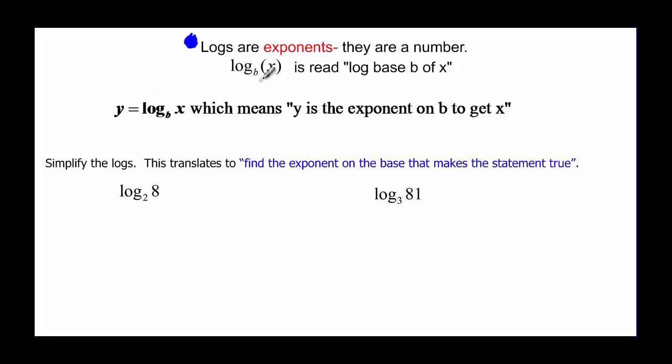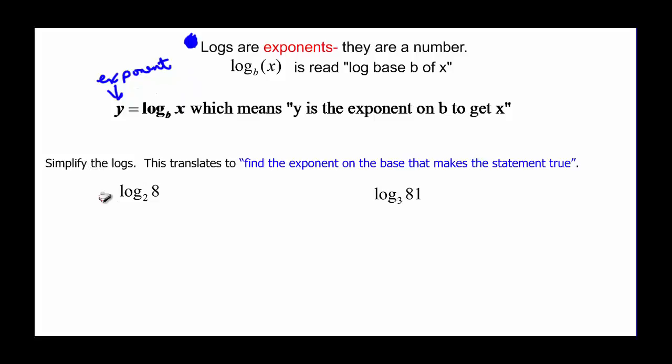Now when you see a log that looks like this here, it's read log base b of x. The base is going to be some little subscript number down here, and then you're going to have this x, which is actually called an argument. So y equals log base b of x means that y, over here on this other side, remember logs are exponents, so y is the exponent on b, the base, that will give you this x.